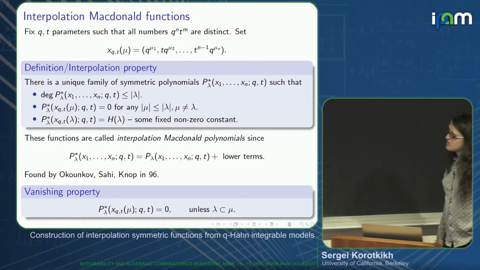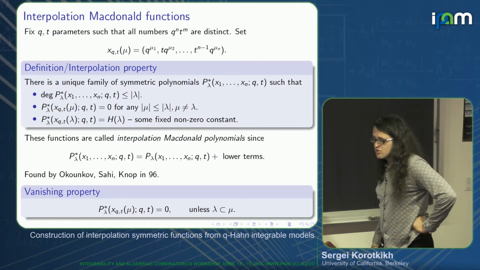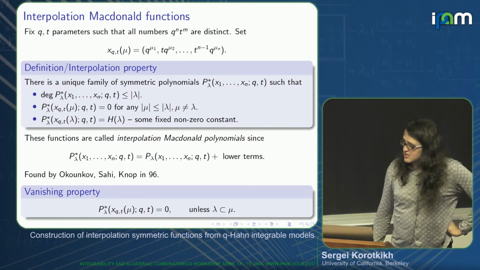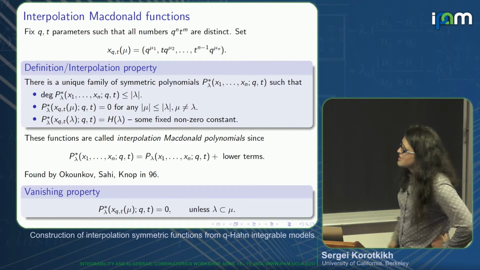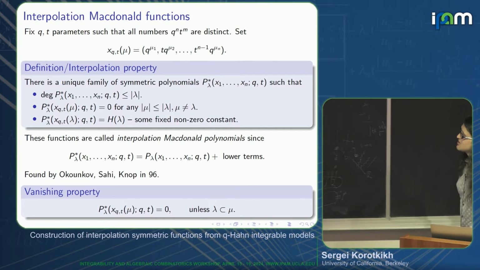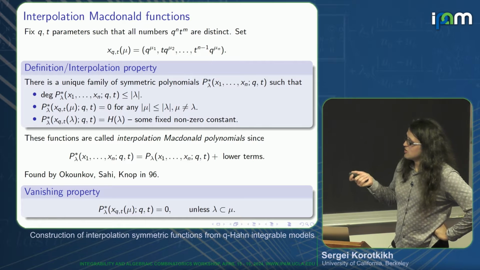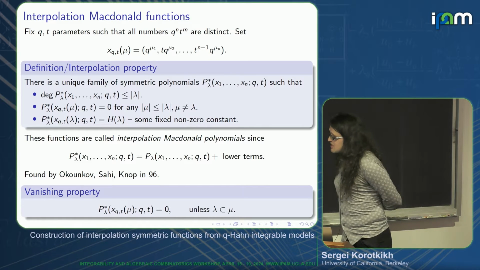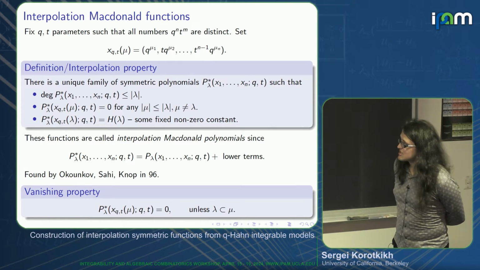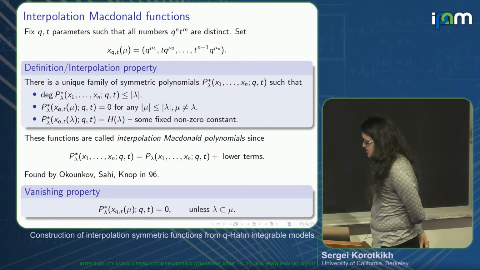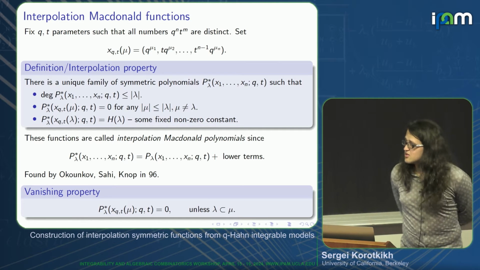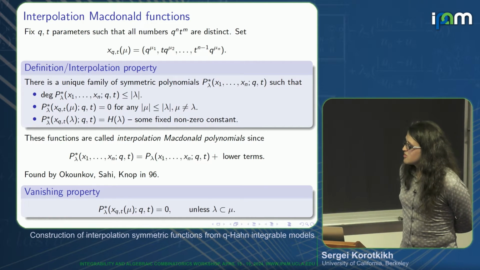If we consider this set of points and do exactly the same manipulations I did for factorial Schur functions, it turns out that the solution still exists. Namely, there exists a unique family of symmetric polynomials which satisfy this condition on the degree, and which vanish at all these points x_mu unless lambda is contained in mu. And for some reason, if you look at their top homogeneous degree, it somehow just pops out the Macdonald polynomial.